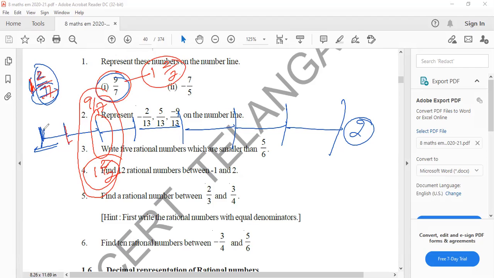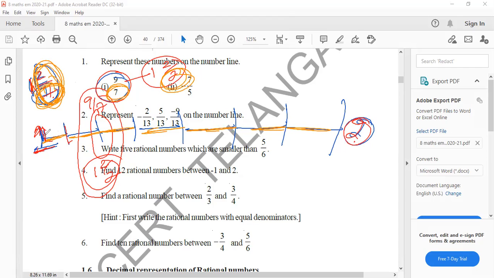This 1 2 by 7 is in between 1 and 2. It is more than 1, and more than 1 means up to 2. The minimum value is 1, the maximum value is 2. So in between 1 and 2 you have to split the number line into 7 equal parts because the denominator is 7. 1, 2, 3, 4, 5, 6, 7 parts you can do. After 7 parts, what is the number here? 5 by 7, 6 by 7, 7 by 7.